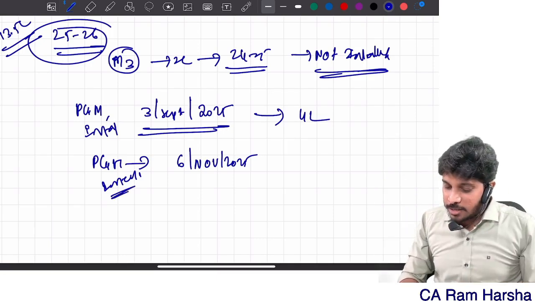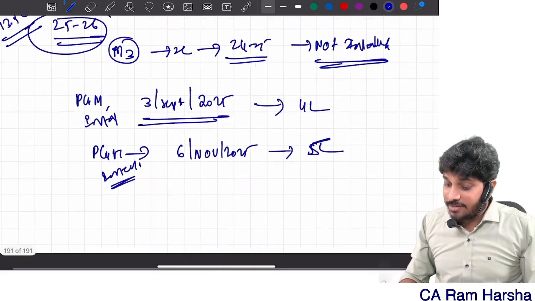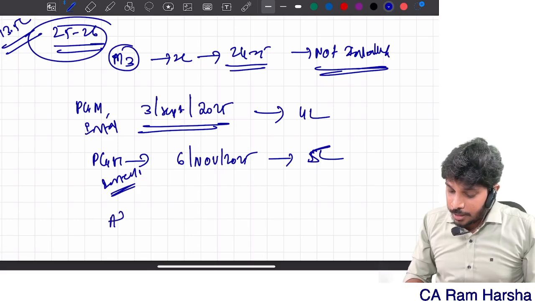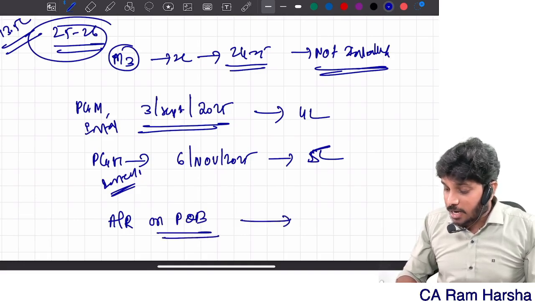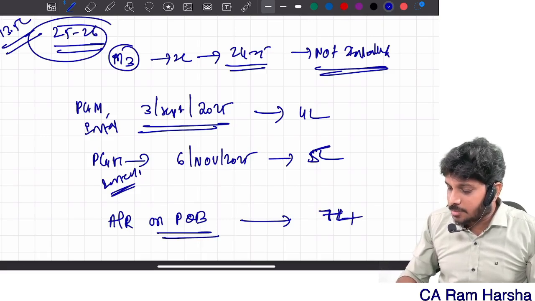So another plant and machinery installed on 6th November, which is 5 lakh. How much is it? 5 lakh. Are you clear? Now in this year also, part of a block, amount received is approximately 7 lakh. Amount received is how much? 7 lakhs.